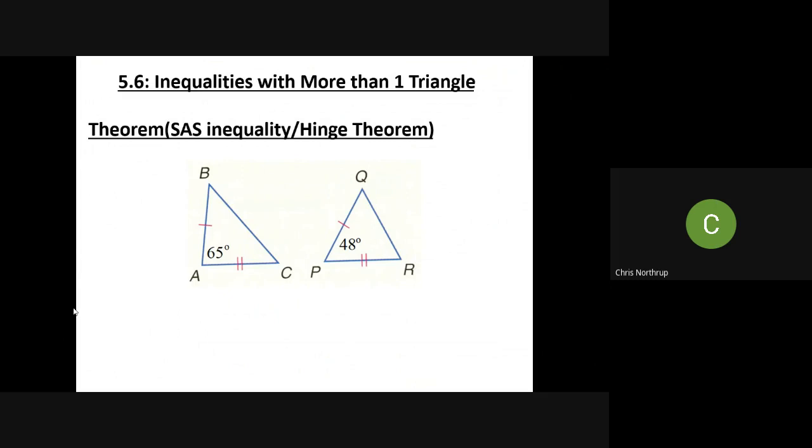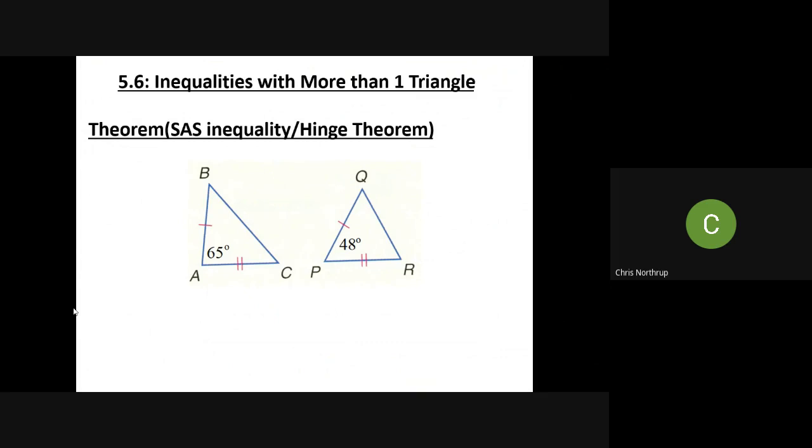And if angle 2 was bigger, we would say QR is bigger than BC. But since we know that 65 is more than 48, we can make that conclusion that BC is longer than QR. So keep in mind, you have to know that AB is congruent to PQ and that AC is congruent to PR. If you have that, and if you know how the angles compare, that will tell you how the sides compare. The converse of that is also true.